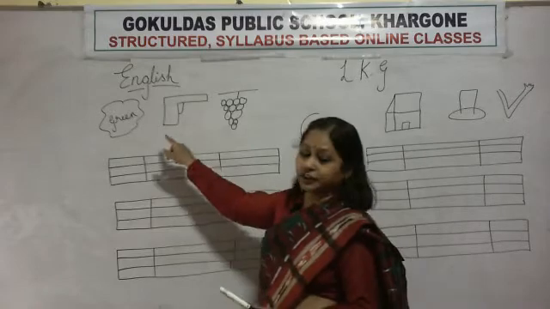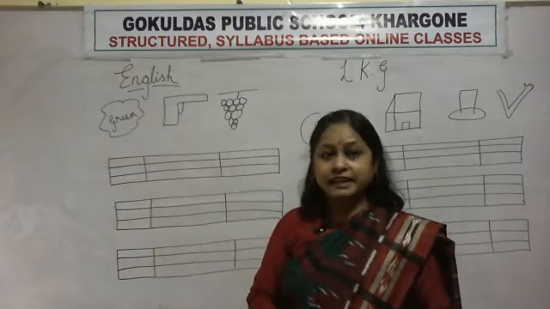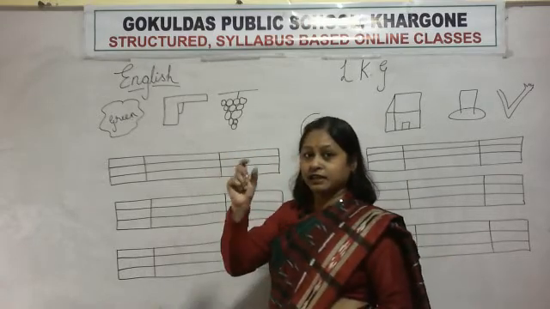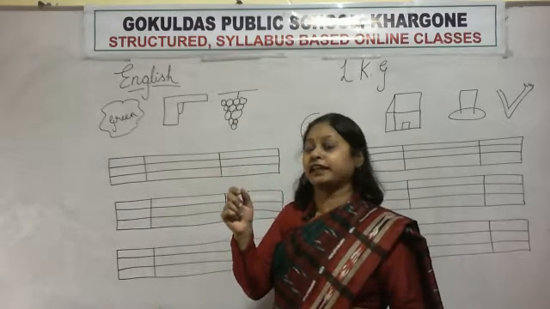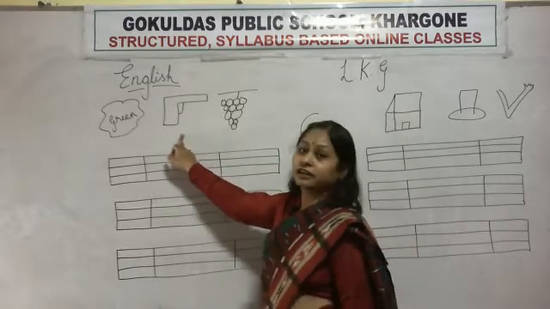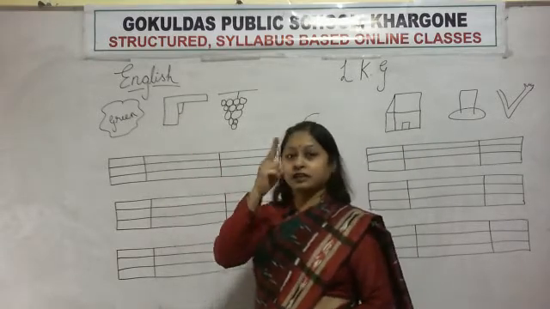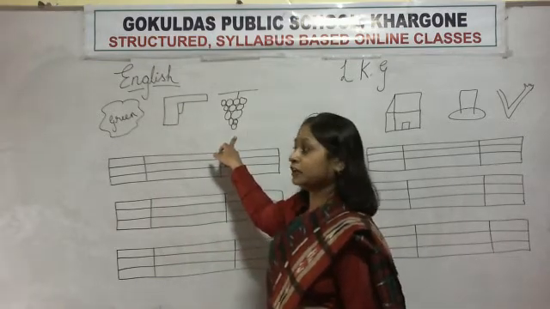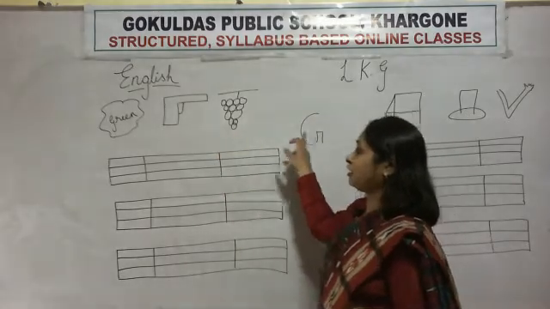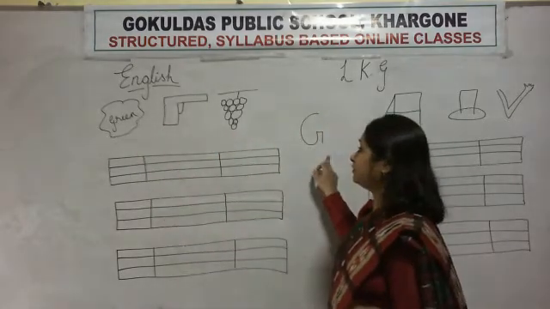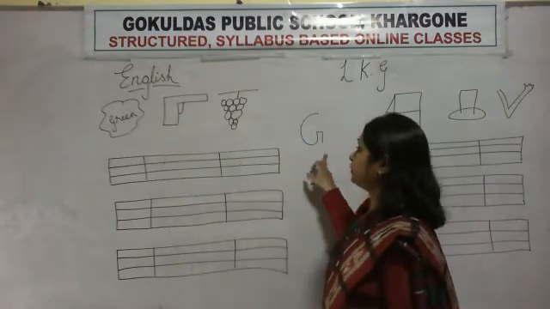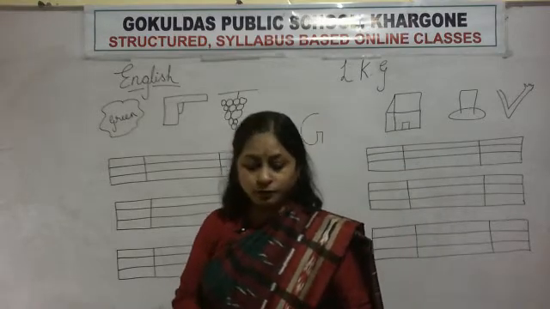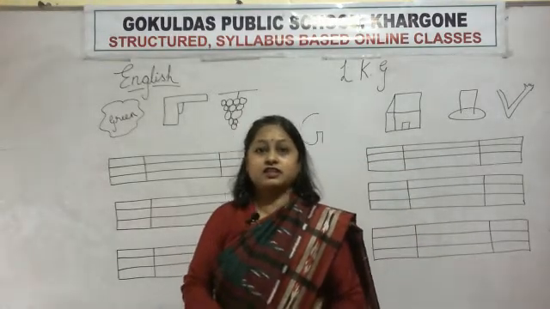G for green color. Have you seen grapes? What is the color of grapes? Green. Okay. G for gun. G for grapes. G for green color, G for gun, G for grapes. Okay. Now, how to form capital letter G?